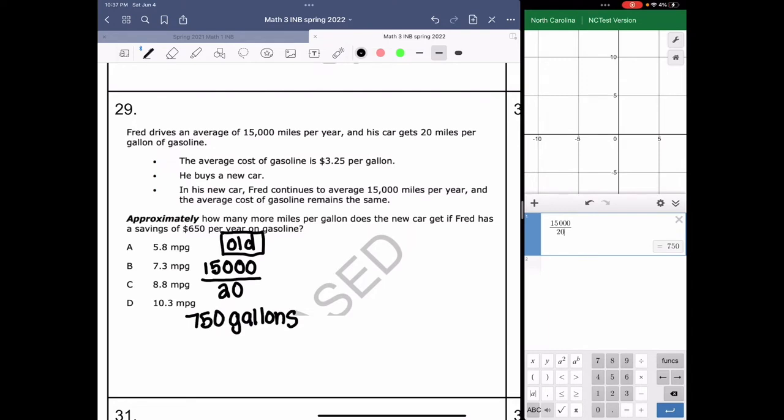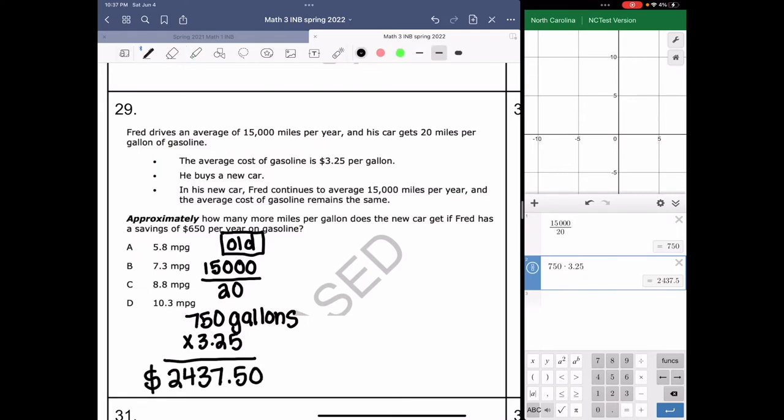So if he uses 750 gallons per year, then we want to know how much he's actually spending. So if I multiply it by the price per gallon, we're going to multiply it by 3.25. So he's spending around $2,437.50 per year. Now, the key to this problem is it says that he has a savings of $650 per year. So now we're going to talk about the new car.